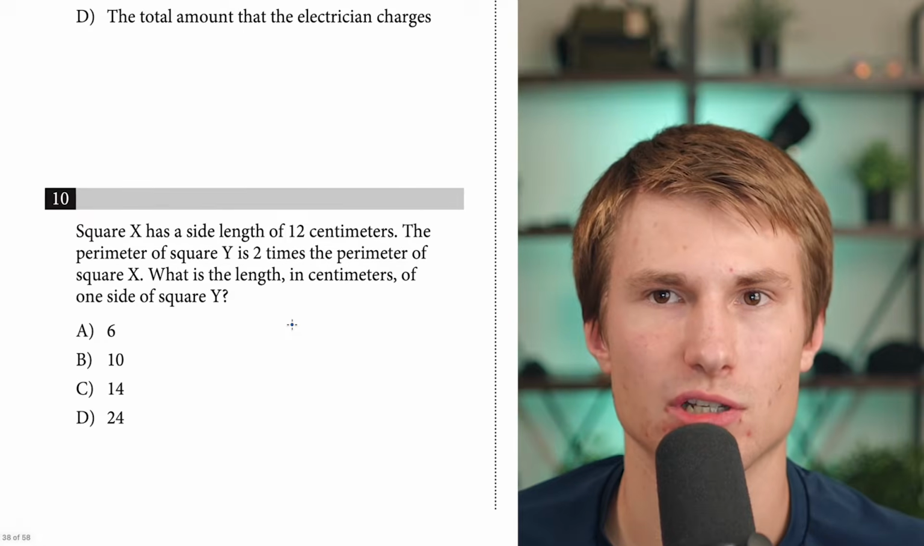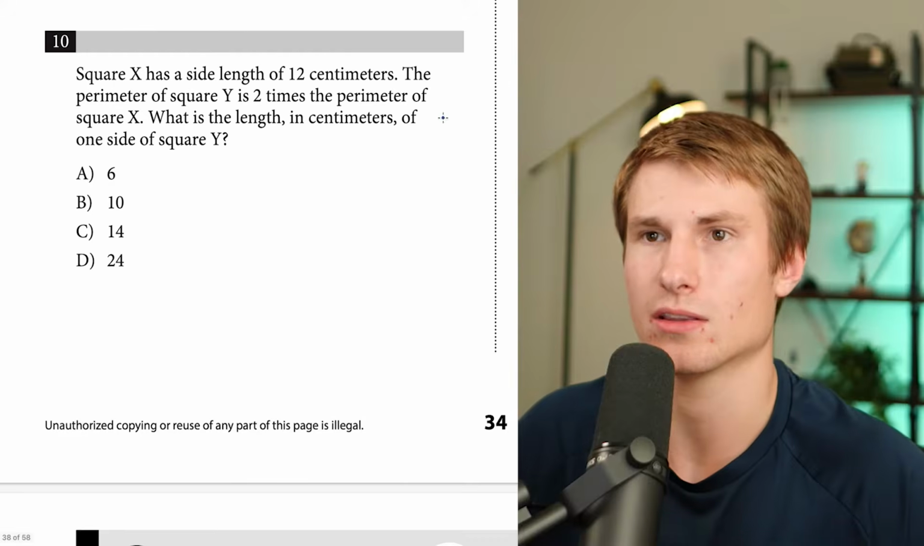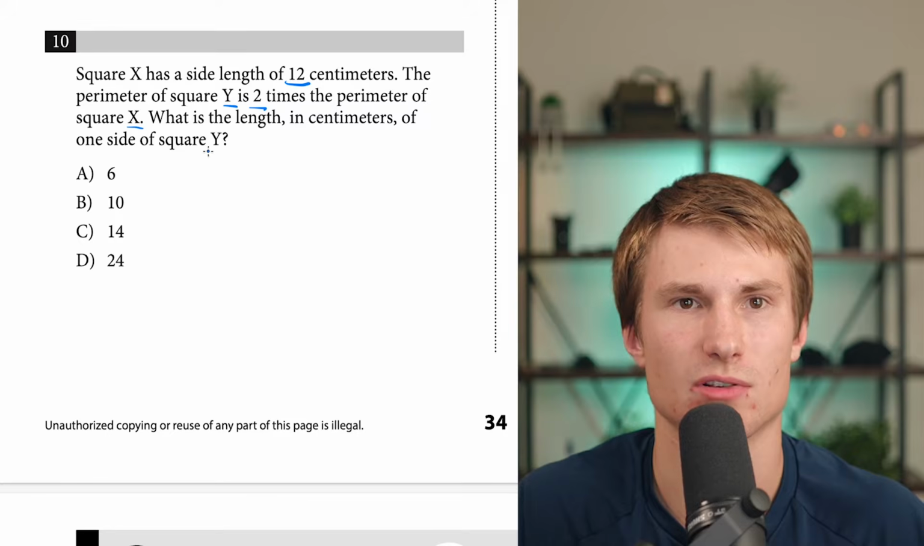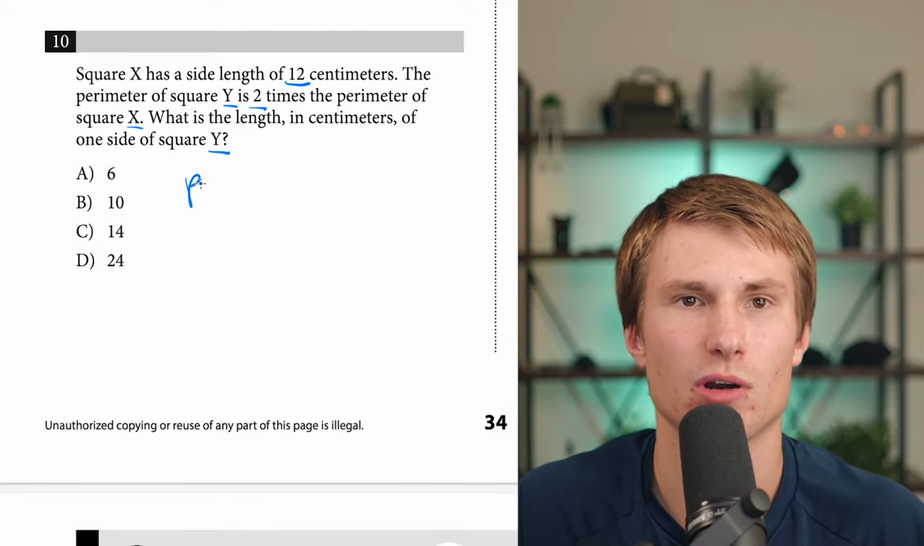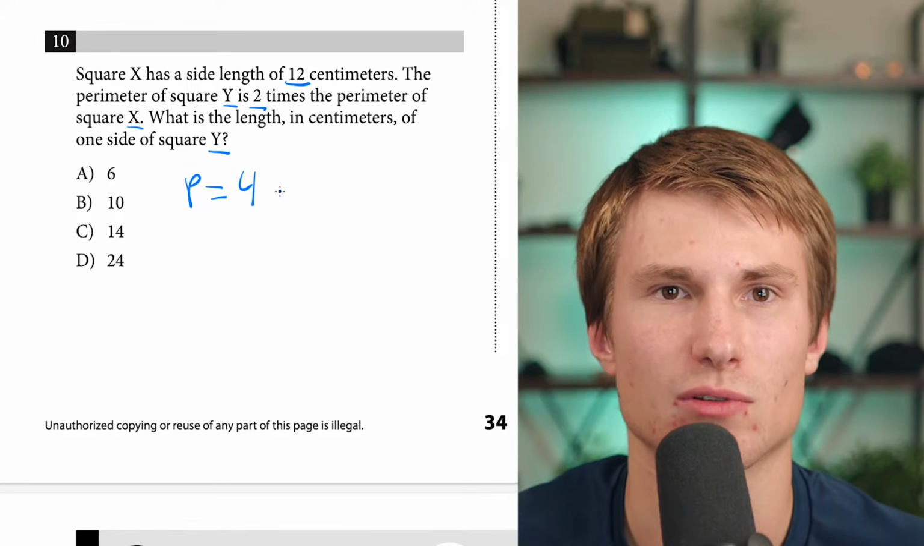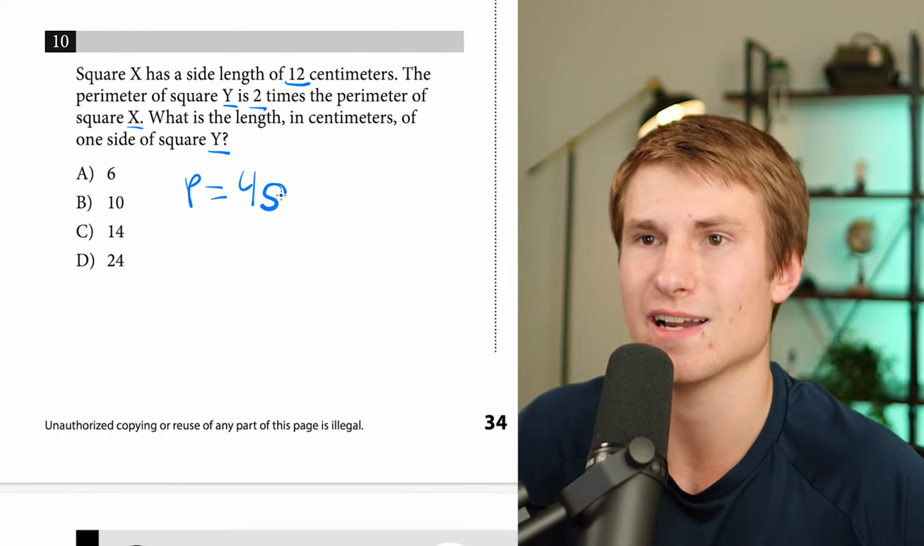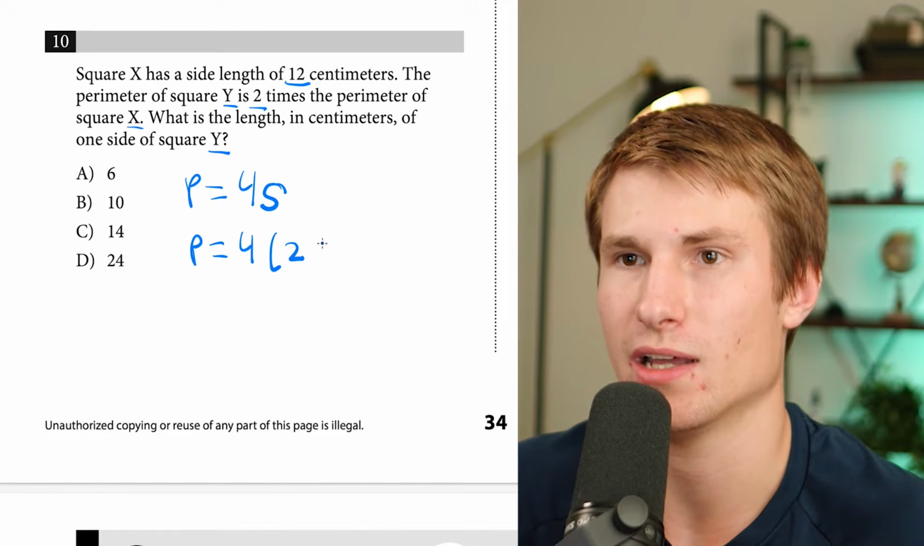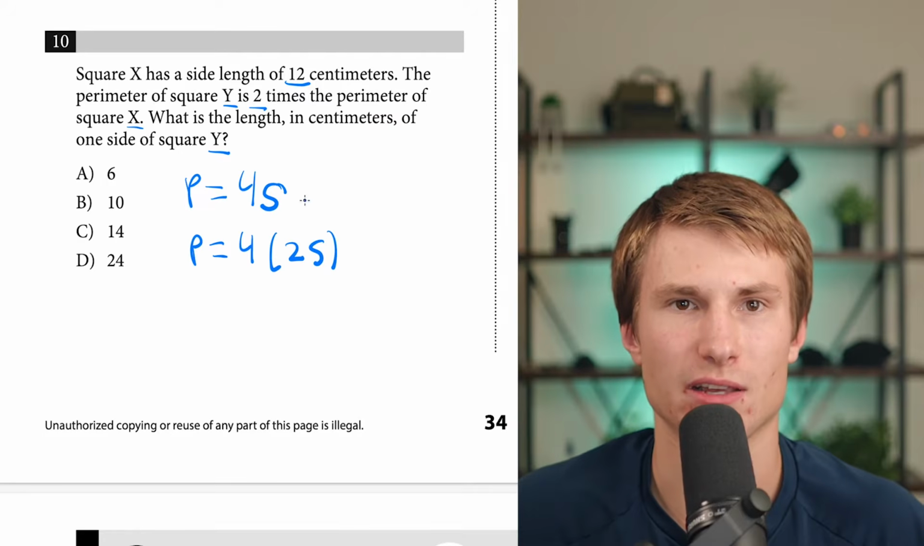Okay, here's question number 10. We have square x with a side length of 12 centimeters. The perimeter of square y is 2 times the perimeter of square x. What is the length in centimeters of one side of square y? Well, we know our equation for the perimeter of a square is P equals 4 times s, where s is our side length. Now, if our perimeter is doubling, the 4 sides remain the same. What must change then is the side length. So the side length will have to double.